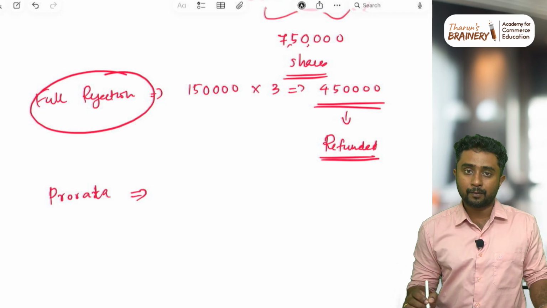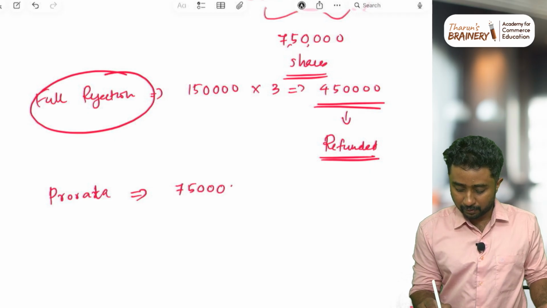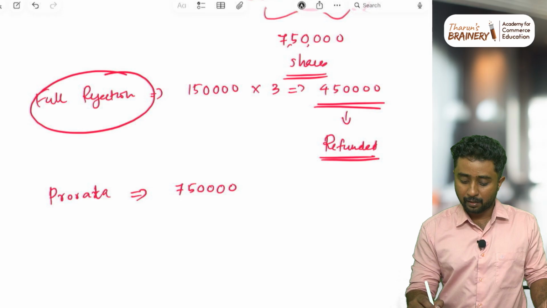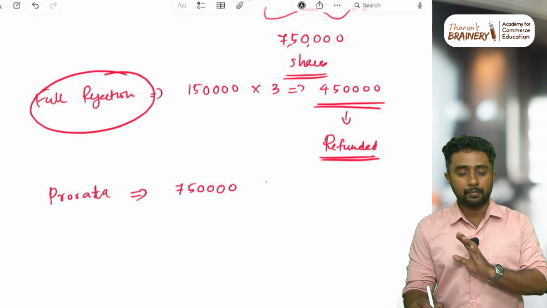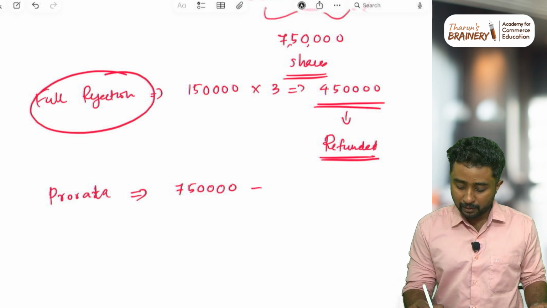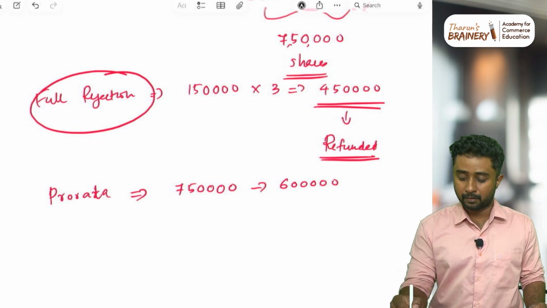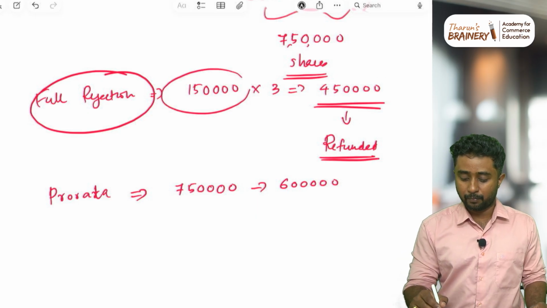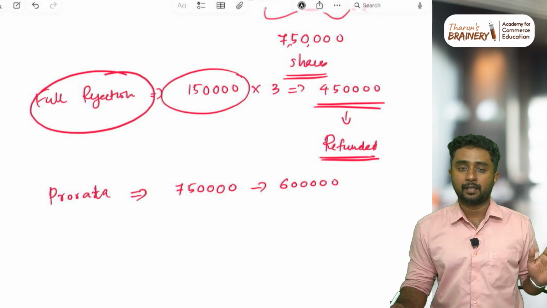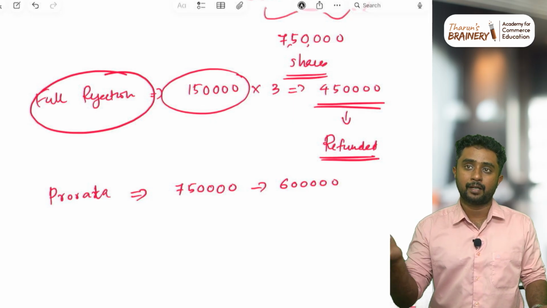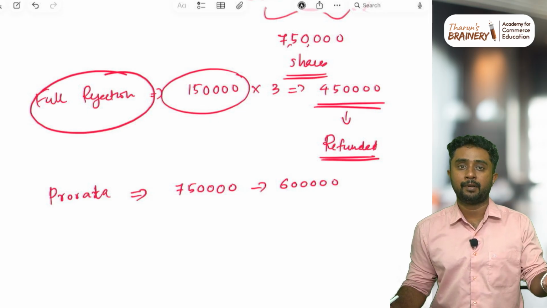So pro rata allotment means here we have received application for 7,50,000 shares. We are not rejecting anyone's application. We are accepting all the applications, but while giving them shares, we are going to give them only 6 lakh shares. In the previous case, what was the situation? We have in complete rejection, whatever extra applications came, the complete applications were rejected, and whatever money was there, we are refunding it back to the shareholders. Not, we cannot call them shareholders also, applicants.